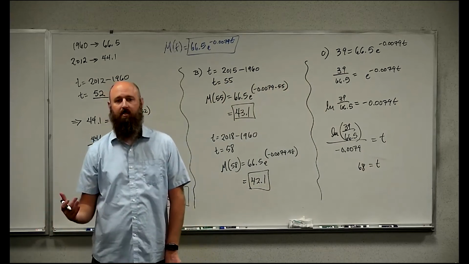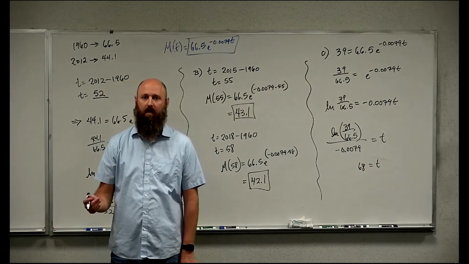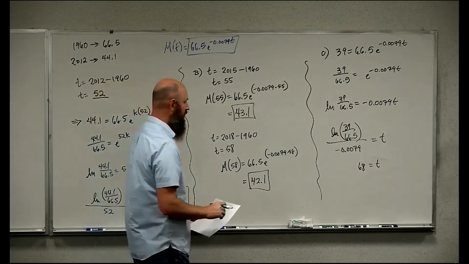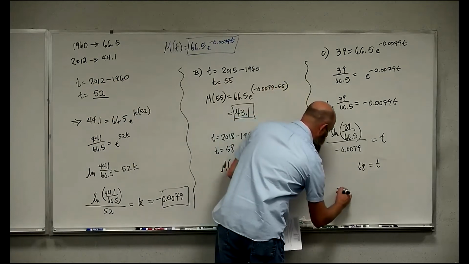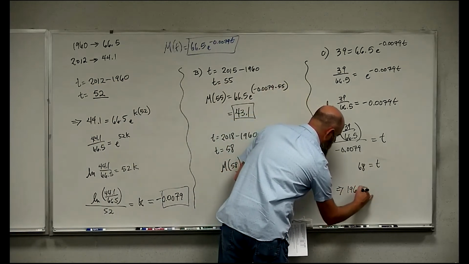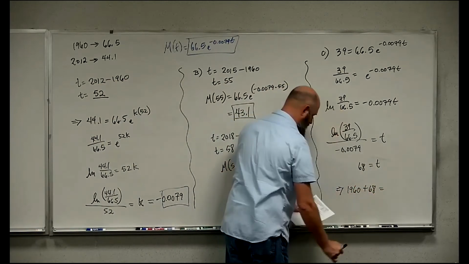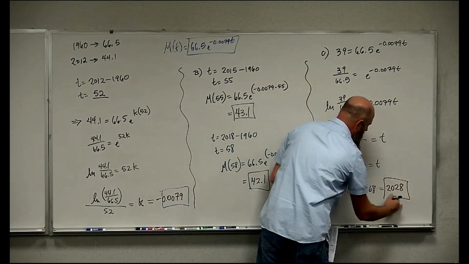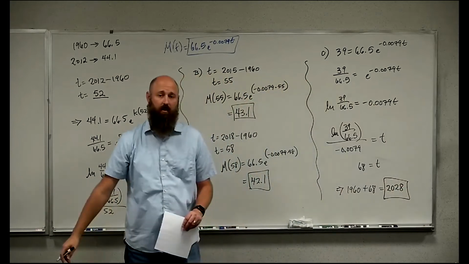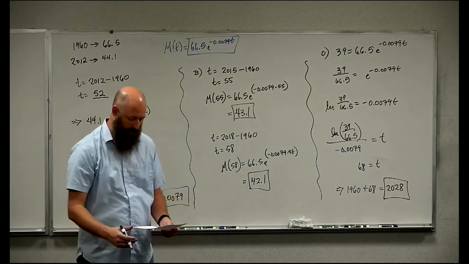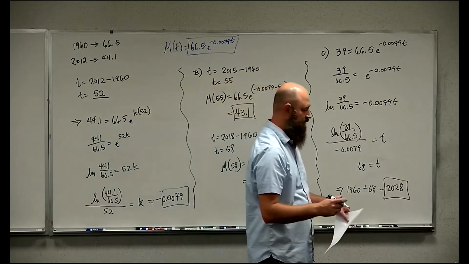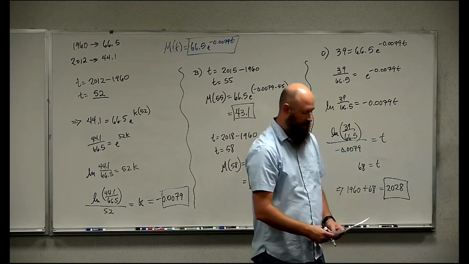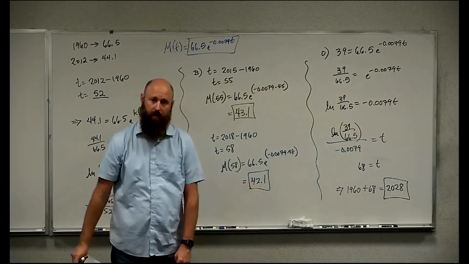The question asks in what year. So we've got to pay attention, always the details when it comes to these word problems. That means we need to do 1960 plus 68, and we're going to get the year 2028. That's what year we're actually going to be in for that problem. So again, read your details. What are they looking for, so that you know how to handle those pieces.